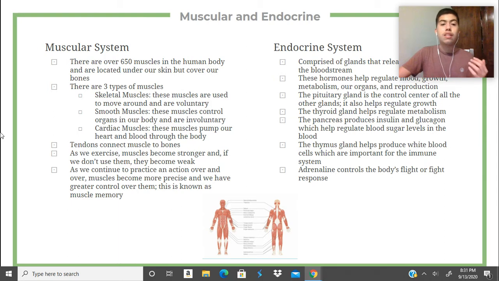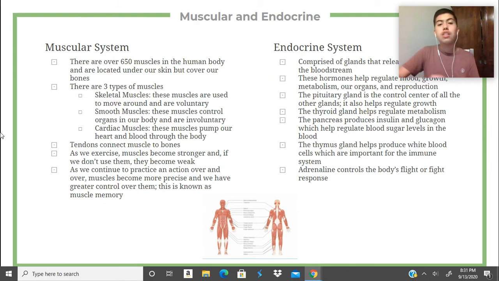There are also tendons, which connect muscle to bones. And as we exercise, our muscles become stronger, and if we don't use them, they become weak. So if you spend a lot of time sitting down and you don't go outside and you're not active, your muscles can become very weak. Whereas if you go outside and exercise your muscles, they'll become stronger. That's why it's important to exercise, and why it's a component of a healthy lifestyle.